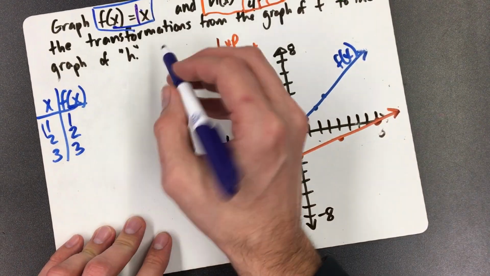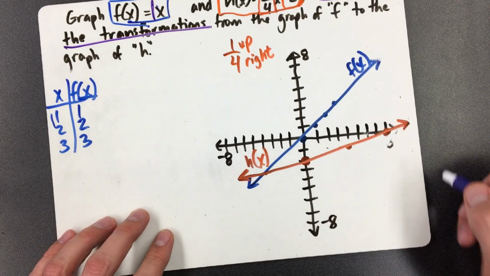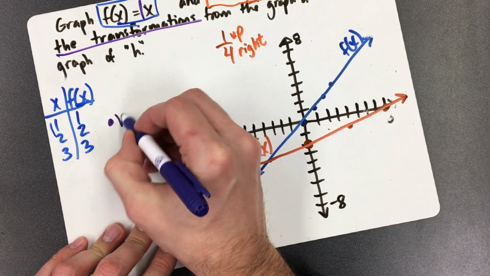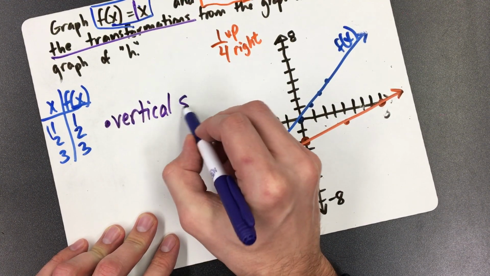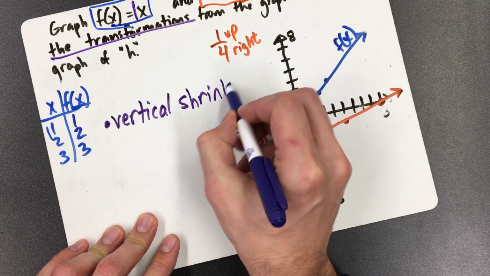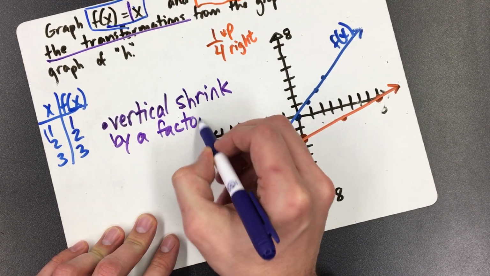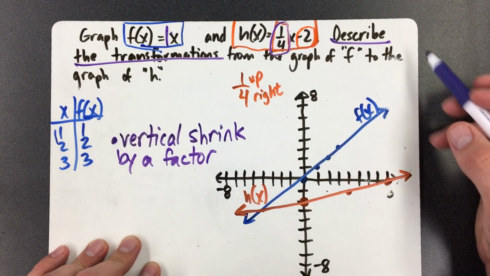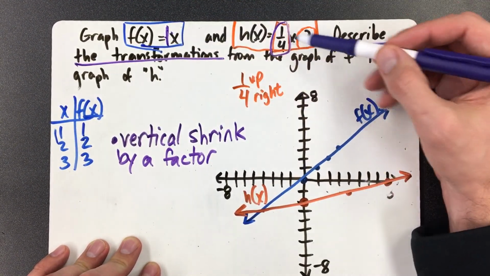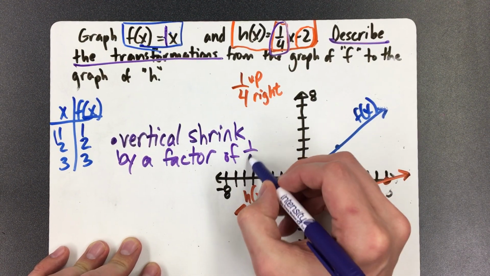And so what we have done, describe the transformations. Notice transformations, plural, there's more than one. The first thing we did is a vertical shrink by a factor. Most of these today are going to be vertical. In fact, I think they might all be. I could be wrong on that. How much did we shrink it? It's always going to be, for the most part, the slope number. We took it from 1 and we shrunk it down to 1/4, by a factor of 1/4.